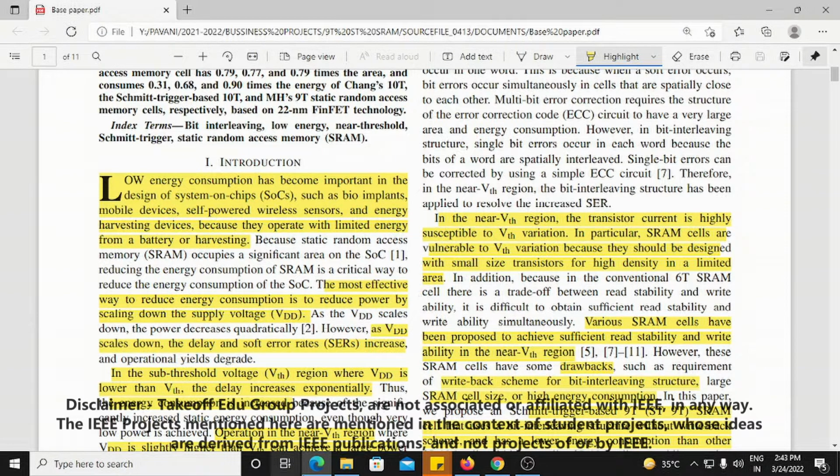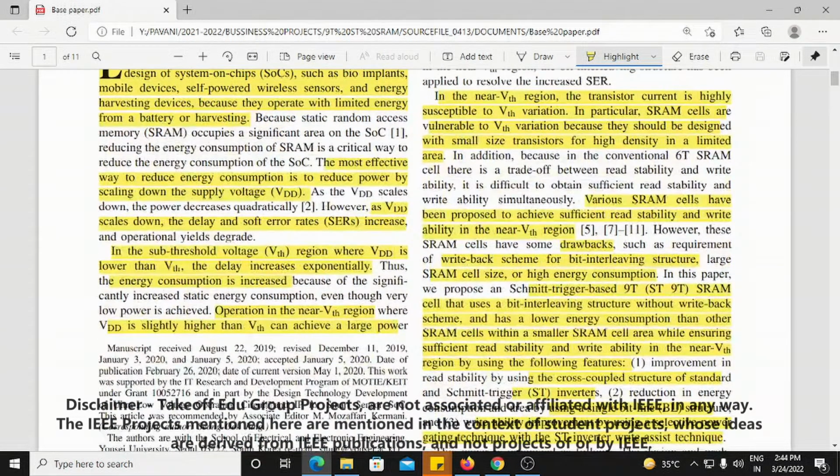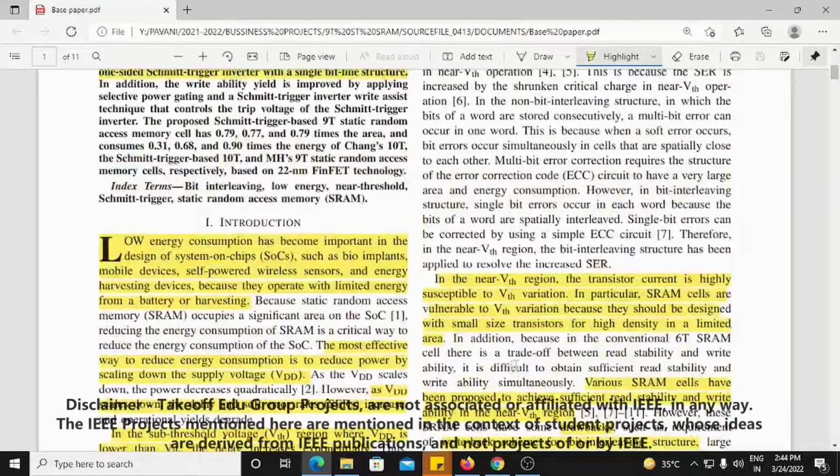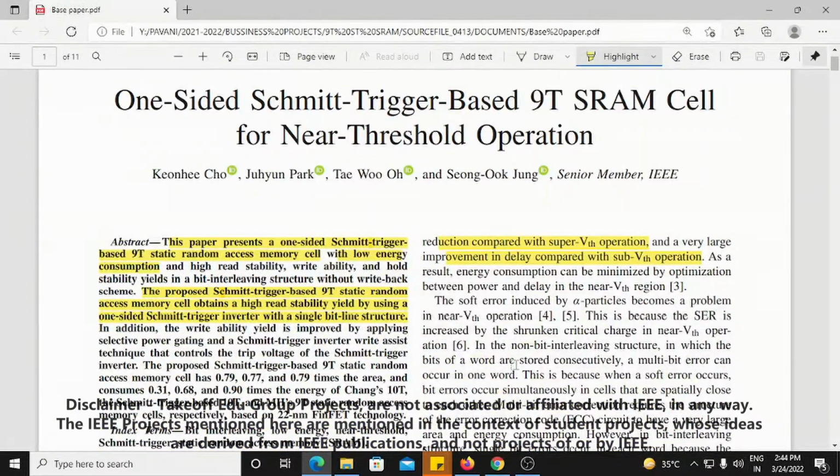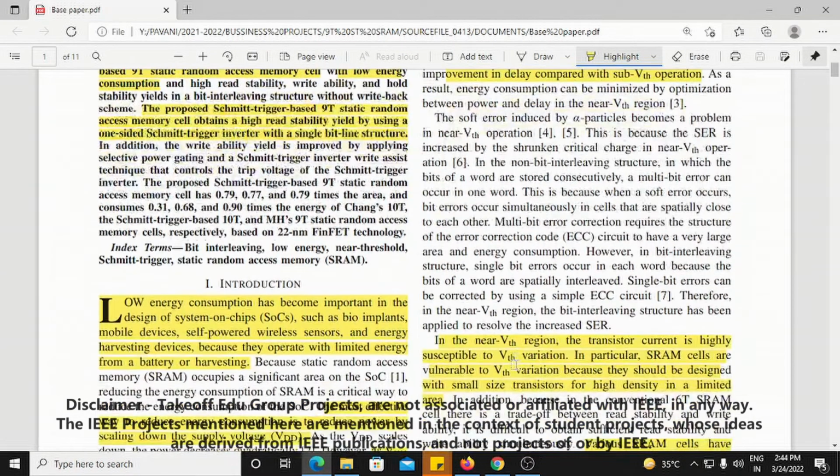What is near-VTH? In near-VTH, the VDD value is slightly higher than VTH. By that we can achieve a larger power reduction compared with sub-VTH operation. In the near-VTH region, the transistor current is highly susceptible to VTH variation. SRAM cells are affected by VTH variation because they should be designed with small-size transistors for high density in a limited area.